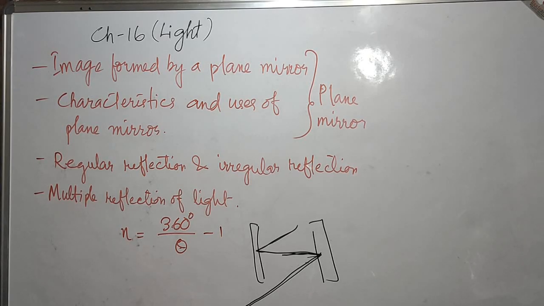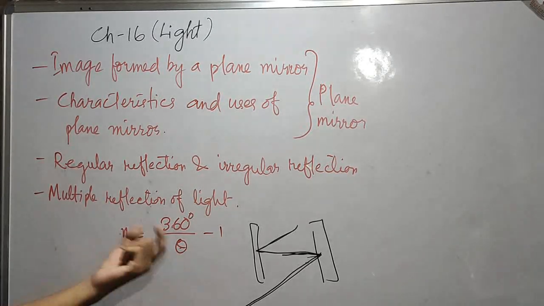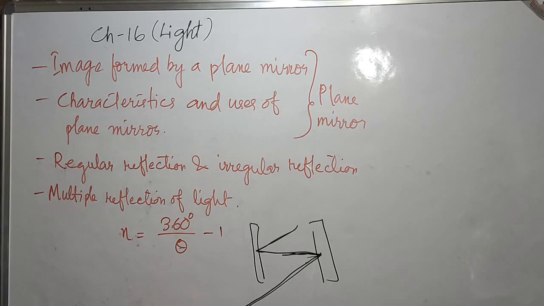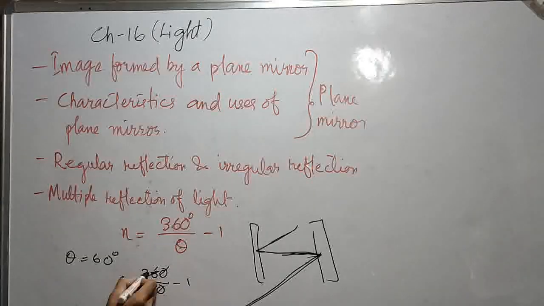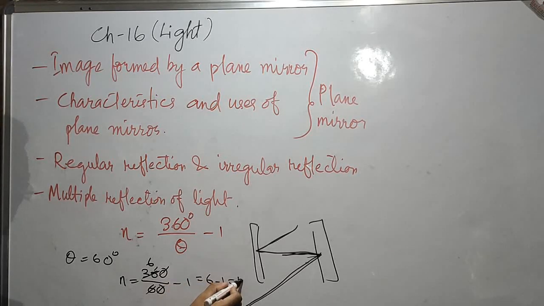Suppose two mirrors are placed at a certain angle, and we are to find the number of images. Then we have the formula n = 360/θ − 1, where n is the number of images and θ is the angle at which the mirrors are placed. So if the angle is, say, 60 degrees, then the number of images will be 360 by 60 minus 1. Dividing, 6 minus 1 equals 5. So if the mirrors are placed at 60 degrees, the number of images formed will be 5.